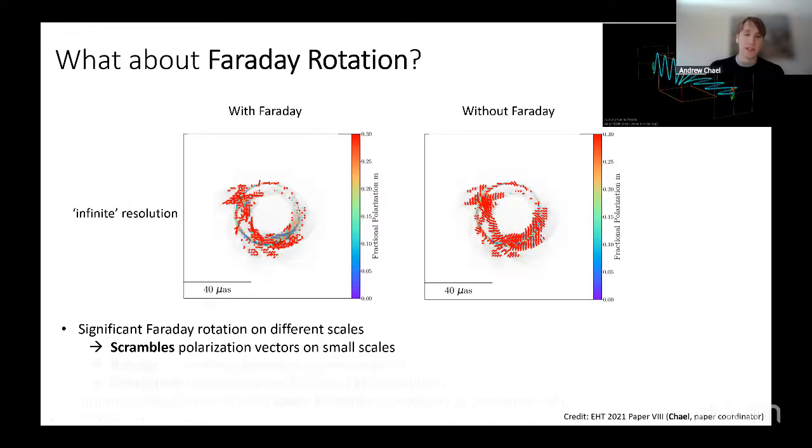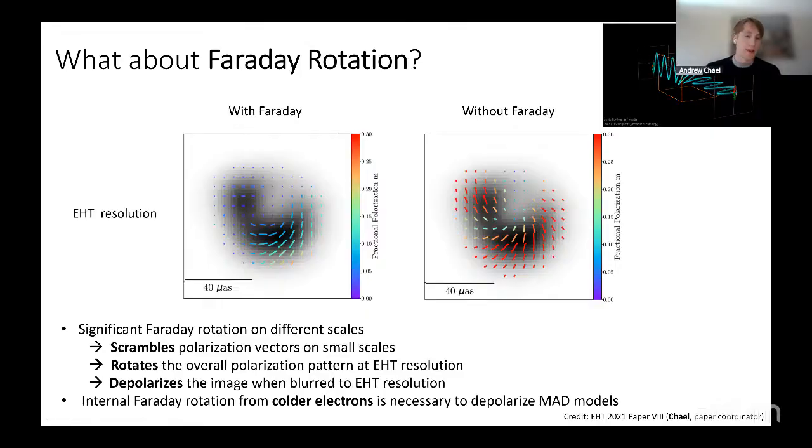When we then blur these images and view them at the resolution scale that the EHT sees, where we're only just able to make out the black hole, that scrambling on the left-hand side basically averages out the high polarization, and we get a much lower polarization average on the scales that we're measuring with the EHT. So we think this Faraday rotation is very important for determining how we obtain these depolarized images from synchrotron radiation, which is intrinsically highly polarized. It's also giving us a direct probe of the electron temperature, because this Faraday rotation is much more efficient in colder electrons than it is in hotter ones.